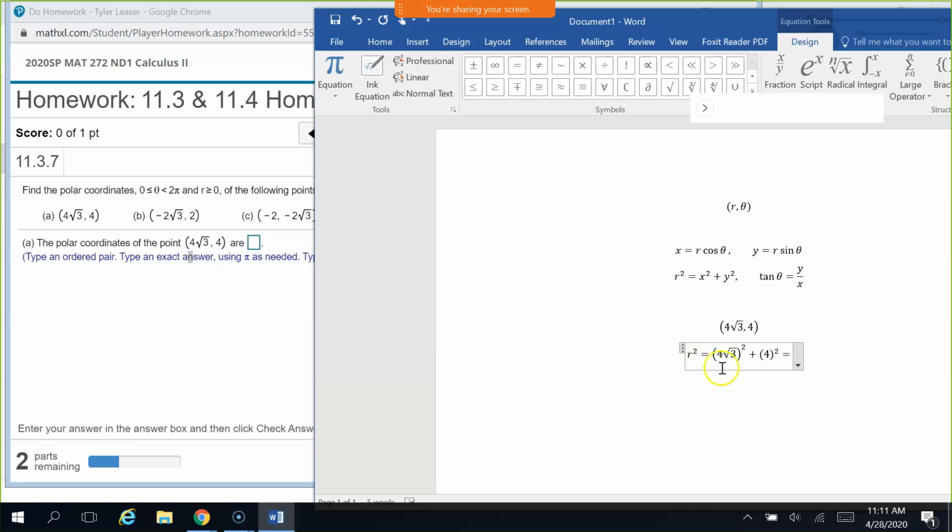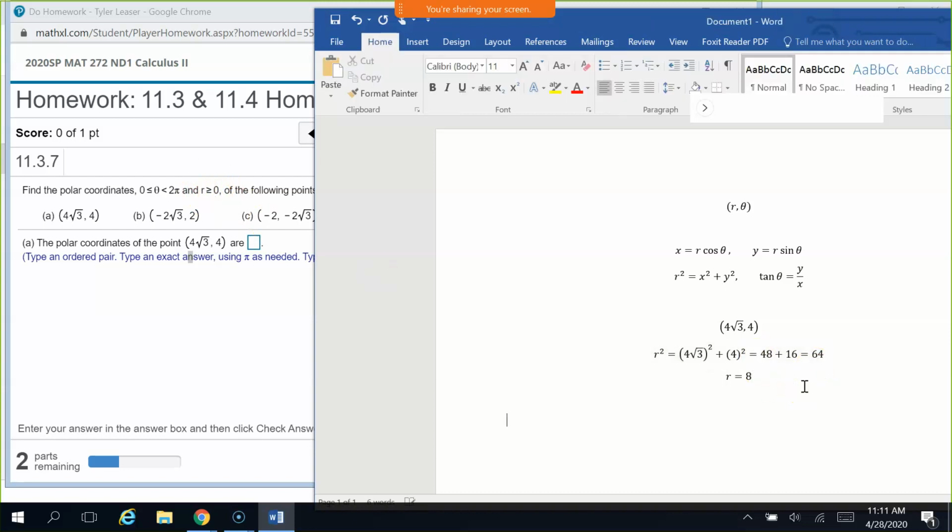4 square root 3, squaring the 4 is 16, squaring the square root of 3 is 3, 16 times 3 is something, 48 I think, and then plus 4 squared, 16, those add together to be 64. And then remember that's what r squared was, so just taking the square root, we get 8. We do not have to worry about the plus and the minus because the question itself said that our r's have to be positive. Okay.